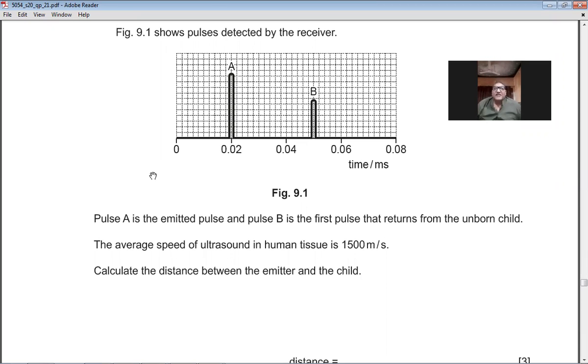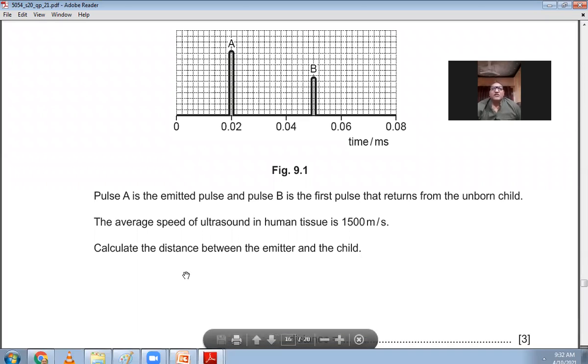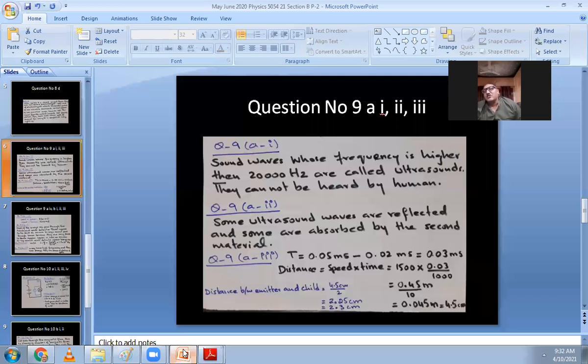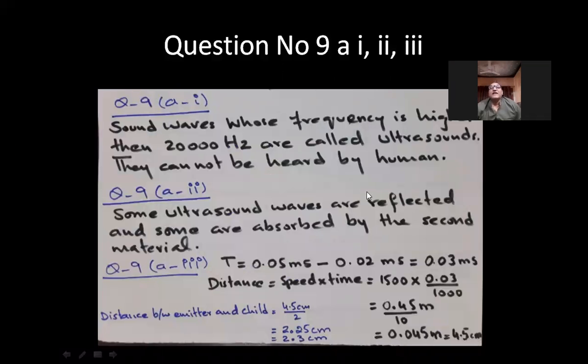Now we want the distance between the emitter and the child, so I will divide that distance at the end by 2, because I just want the distance between the emitter and the child. So by doing this, I will be able to find out the distance between the emitter and the child. I've done this on paper. Let me show you my work on your screen. It is showing question number 9A, third part. I think you can see that it's done in blue.